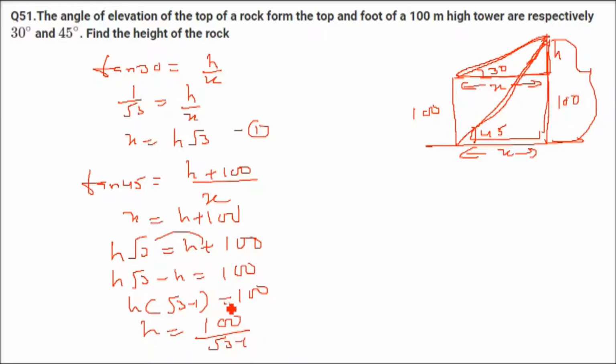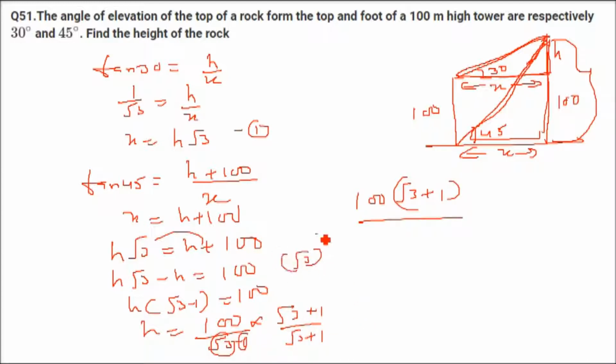So we need to rationalize this. We don't want root in the denominator. So we will multiply root 3 plus 1 in the numerator and denominator. So what do we get? This is 100 (root 3 plus 1), and in the denominator, this is (a plus b)(a minus b): root 3 whole square minus 1 square, that is 3 minus 1, that is 2. So 2, so this is 50. So what do we get? 50 (root 3 plus 1). This is the answer.